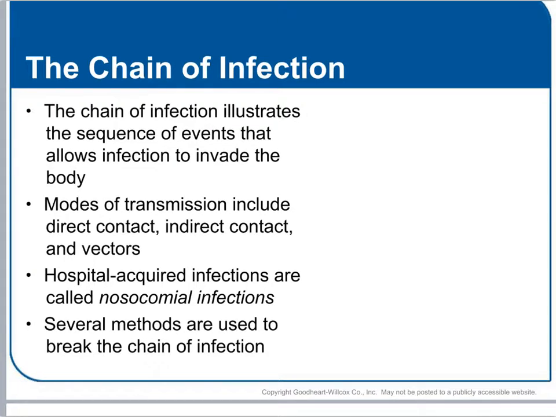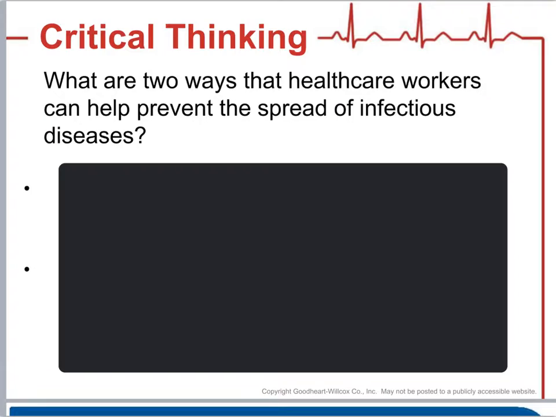Hospital-acquired infections are called nosocomial infections, and we're going to look now at several methods that are used to break the chain of infection. Before we look at that, I want you to think of ways that healthcare workers can prevent the spread of infectious disease. How can they break that chain of infection? You should be shouting out some ideas of what you can do. There's one that's Captain Obvious here, people.